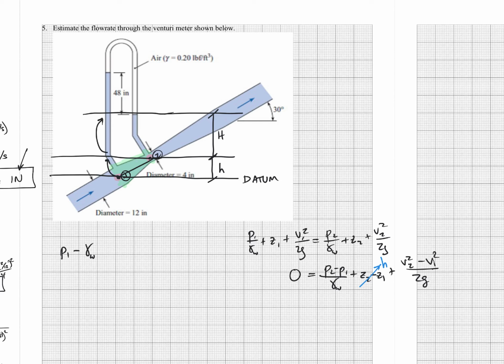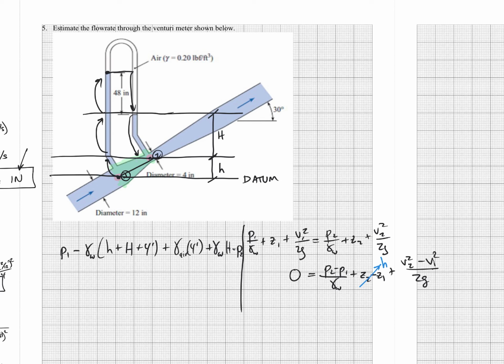Anyway, we're going to go up in the water: lowercase h plus big H plus 48 inches, plus 4 feet. Okay, that gets me here. Now we're going to go over here, and I'm going to go down gamma air times 4 feet. Okay, and now I'm going to go down from here to 2. So I'm going to add gamma water times capital H equals P2.